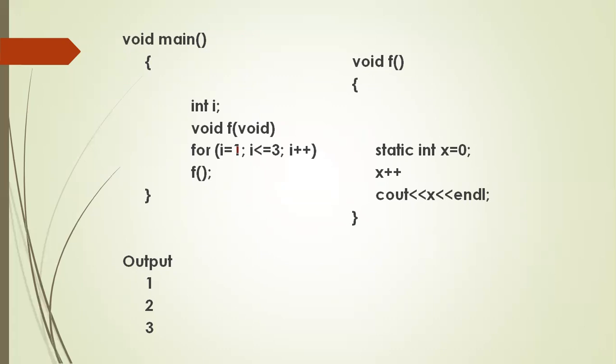Then again, static int x equal to 0 is not executed. Before leaving the function, the x value was 2. Now x plus plus means x becomes 3. Display the value of x, 3. So one difference you can note down here.